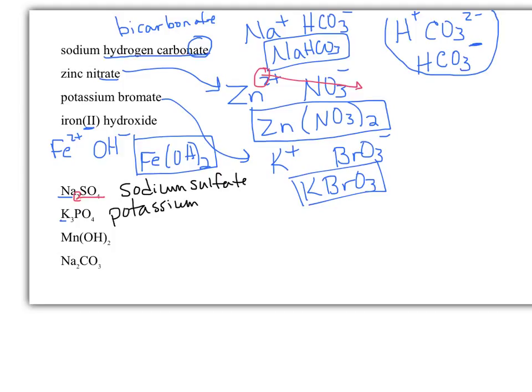Next one, K, is potassium. And the PO4 group of atoms, this was its charge, is called phosphate. So I have potassium phosphate. Next one, Mn is manganese. OH, hydroxide.